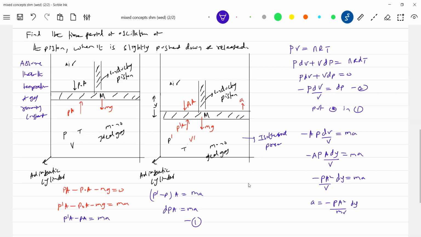Okay, see, y or dy, both are the same. Change in volume, let me write Ay. That is available, I'll write it. What is dV? Change in volume. I think you can notice very clearly.